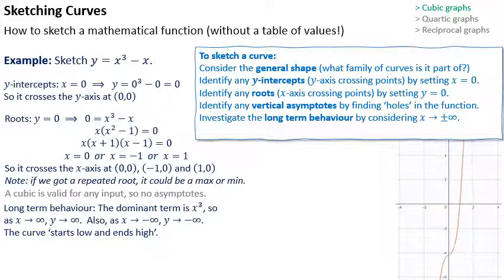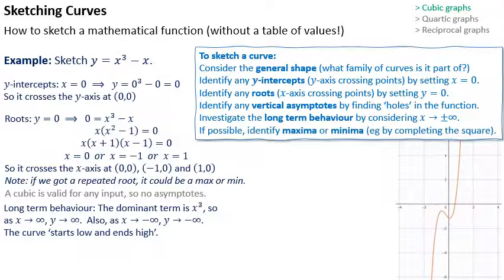This is one of the reasons we know for sure that there is always at least one solution to every cubic equation. At some point, it's going to have to cross the x-axis because it starts negative and ends positive, or it starts positive and ends negative.